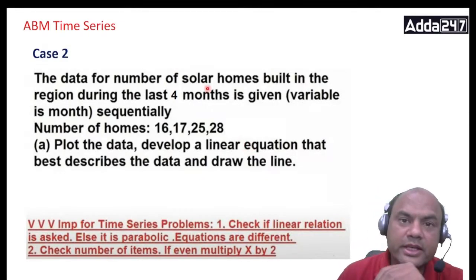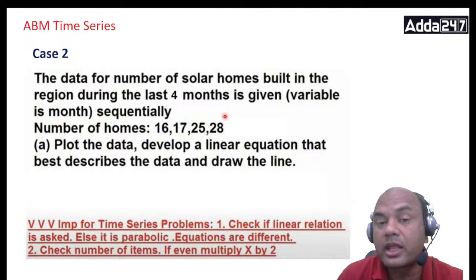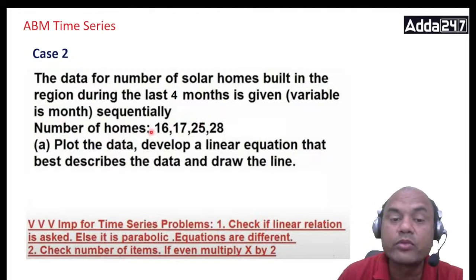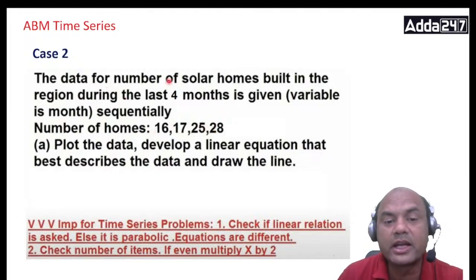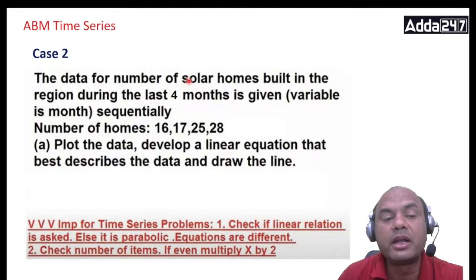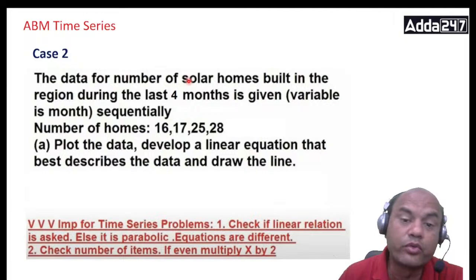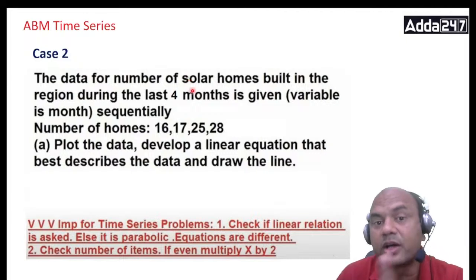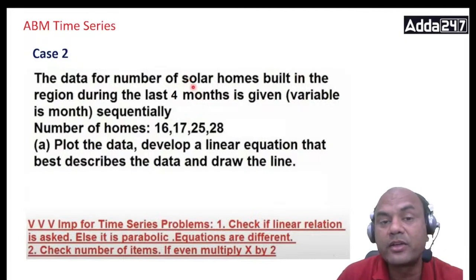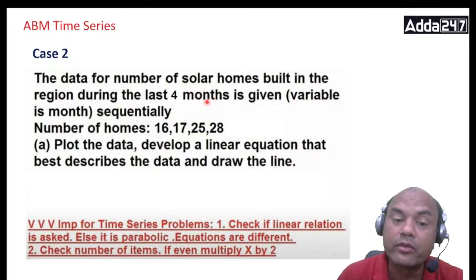Now next one, case number 2. Now this is a bit tricky, a separate one. Why? Because I have taken 4 numbers over here. See here, the data for the solar homes built in the region during the last 4 months is given. So why have I taken 4 months? Because there is something we studied: if x is even, multiply by 2. Now we'll apply that. Remaining things are the same.